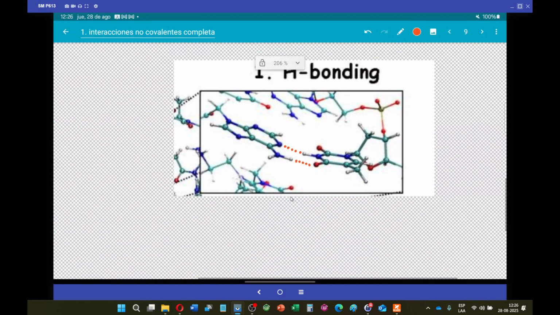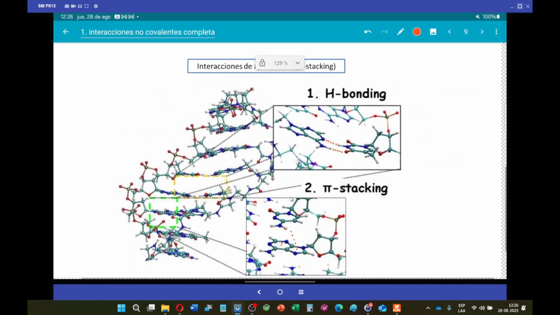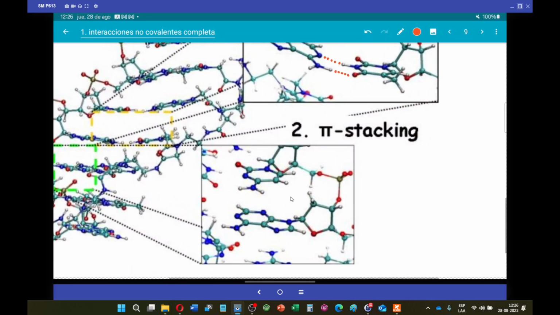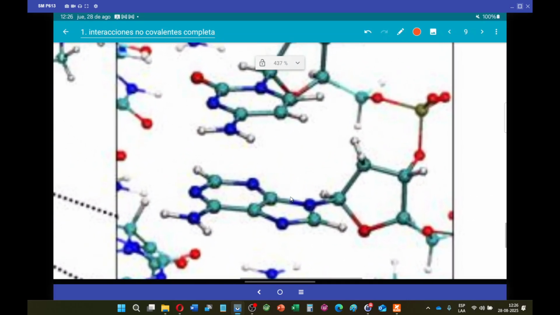It is double. It is a double interaction, and between the base that is a strand and the base that is below there is a stabilization by stacking. Then one base with the other makes a stack.